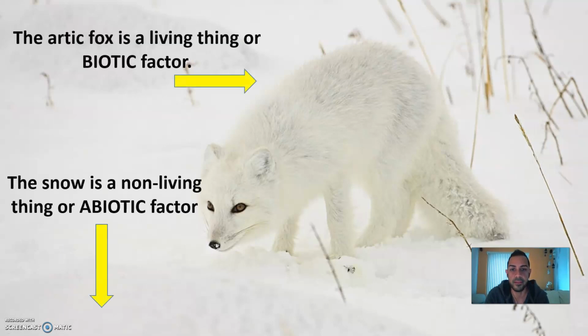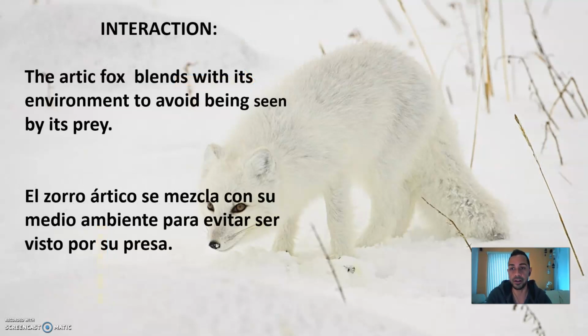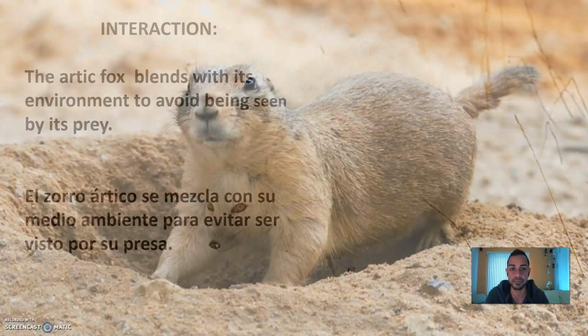So the fox is a living thing or biotic factor, and the snow is a non-living thing or abiotic factor. In which way are they interacting? The fox blends with its environment to avoid being seen by its prey. So this is a way that a living thing is interacting with a non-living thing.